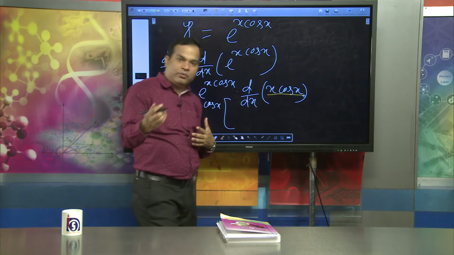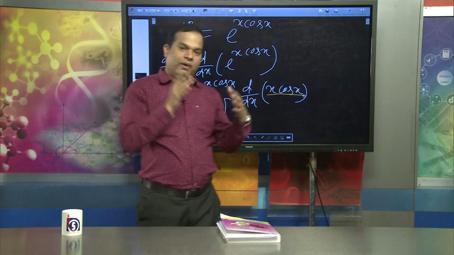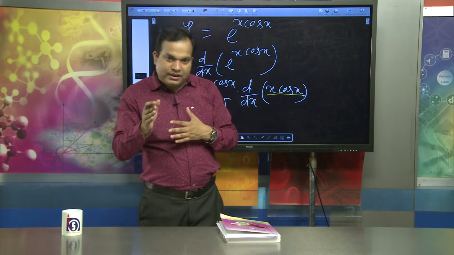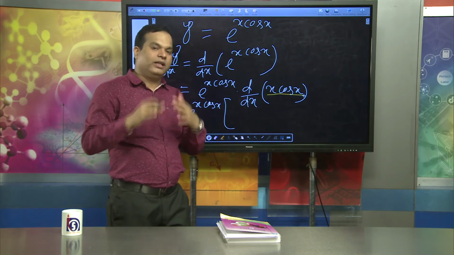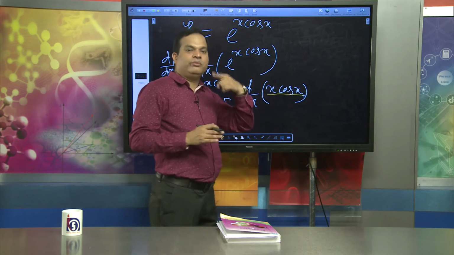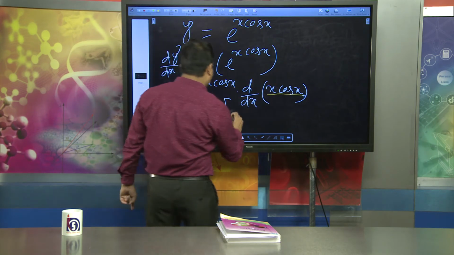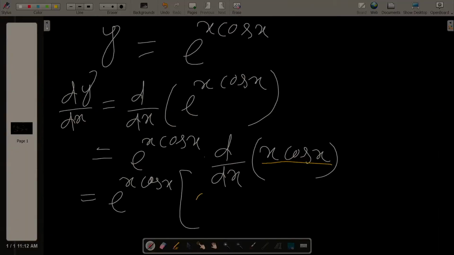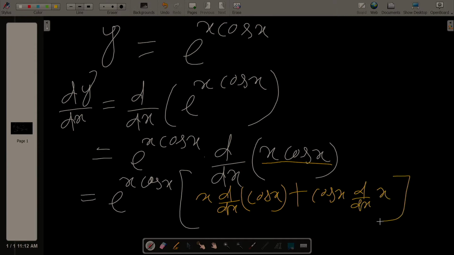So, there is the formula for the derivative of first and second, which you already know: first into derivative of second plus second into derivative of first. So that formula will be applied. That means first into derivative of cos x plus I can write cos x into derivative of x. Okay. Now, what will you find?